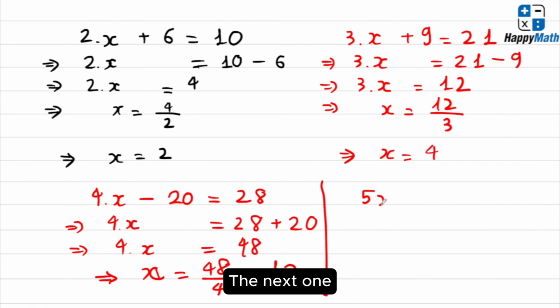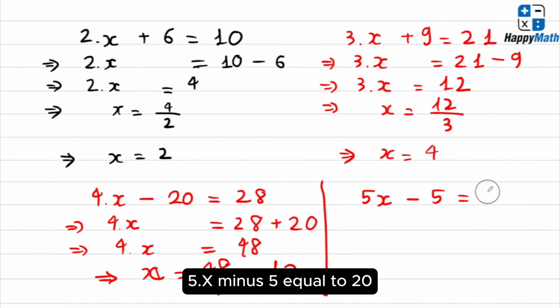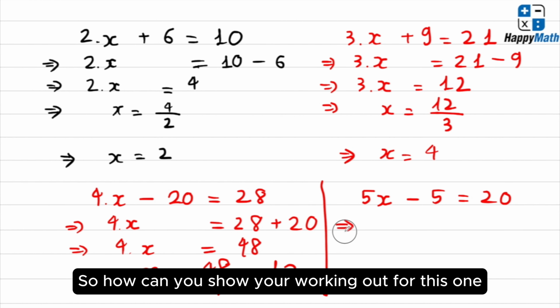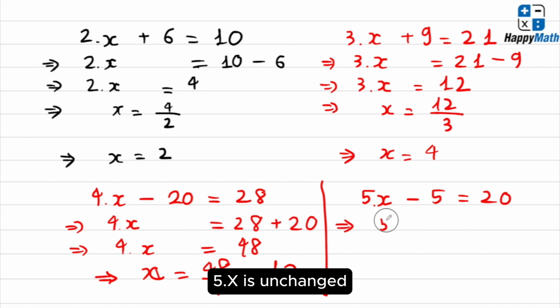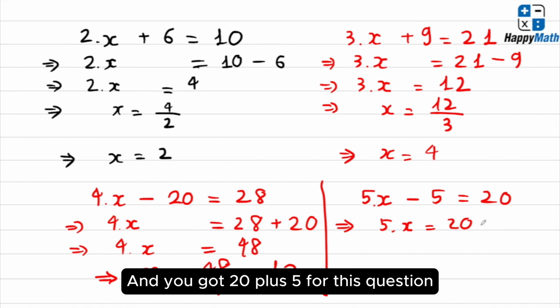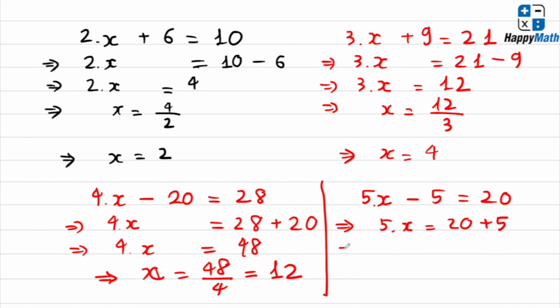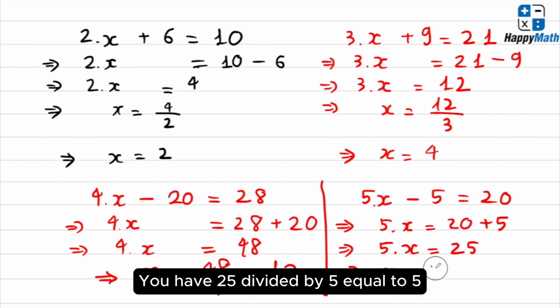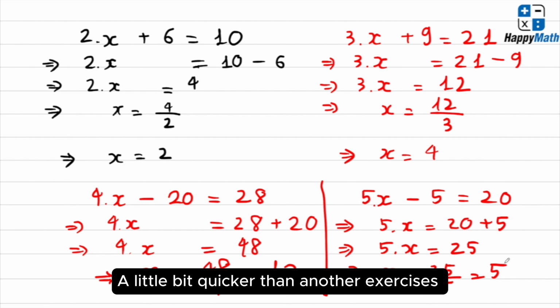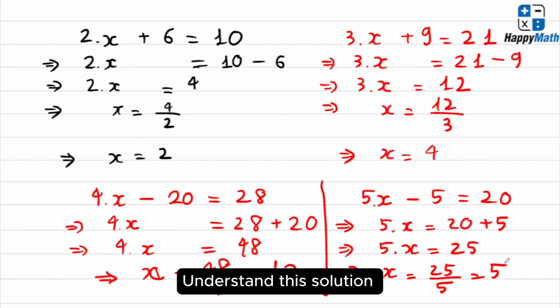Okay, the next one you got here 5x minus 5 equal to 20. So how can you solve and work this out? The first one, 5x is unchanged, and you got 20 plus 5 for this question, and then you got 5 times x equal to 25, and the last operation you have 25 divided by 5 equal to 5. A little bit quicker than the other exercise, but I hope you can understand this solution.